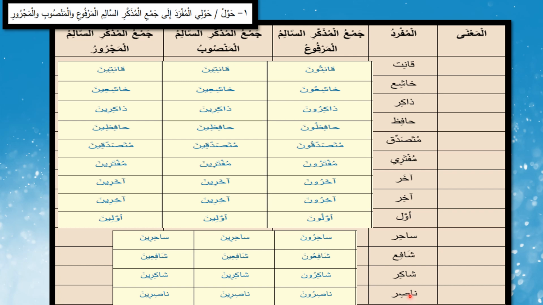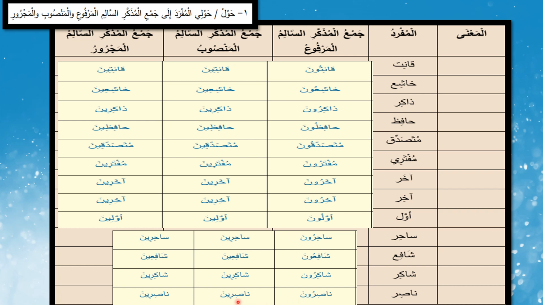So let's see. Sahir, all are ending with the sahi letter, so it will follow the simple rule of jama muzakkar, adding the suffix only. Sahirun, sahirin, sahirin. Shafi'un, shafi'in, shafi'in. Shakirun, shakirin, then shakirin.